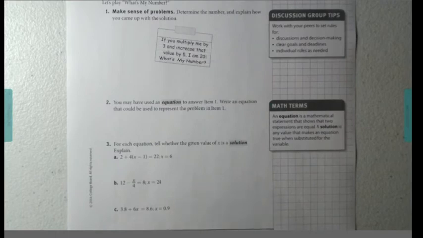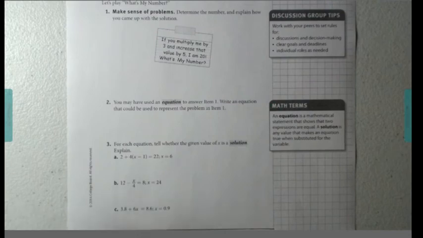The first part of the question says, let's play. What's my number? It asks you to think of a scenario and determine the number and how you came up with the solution to the scenario. Then in number 2, it says you could have written an equation for number 1. Write the equation that would represent the problem in item 1. And then in question 3, it gives you an equation and it gives you a value of x that they say might be a solution. And you're to determine whether the given value is a solution, which means that it makes the equation true.